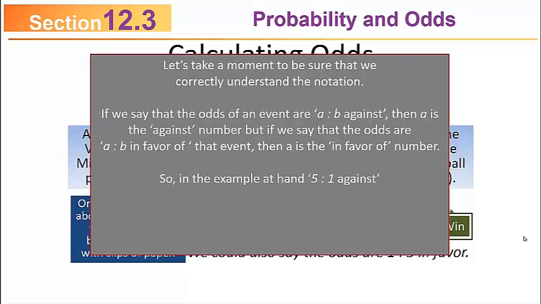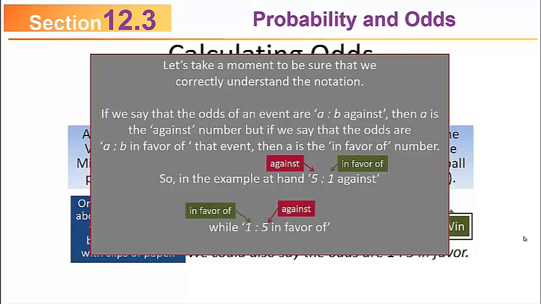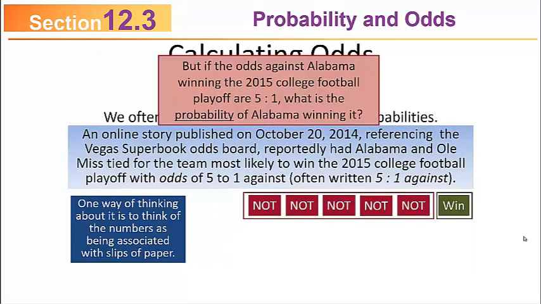So going back to that example, it's 5:1 against. The against number is first, the in favor of number is second. But if I want to change it to in favor of, I would write it 1-5, and the first number would be the in favor of number, and the second number would be the against number. It's crucial that you understand that distinction. Anyway, back to the problem.